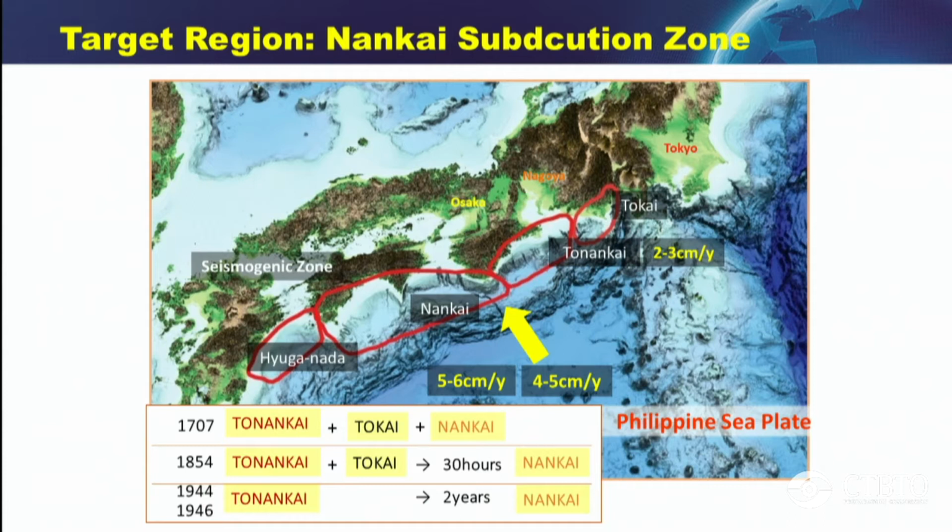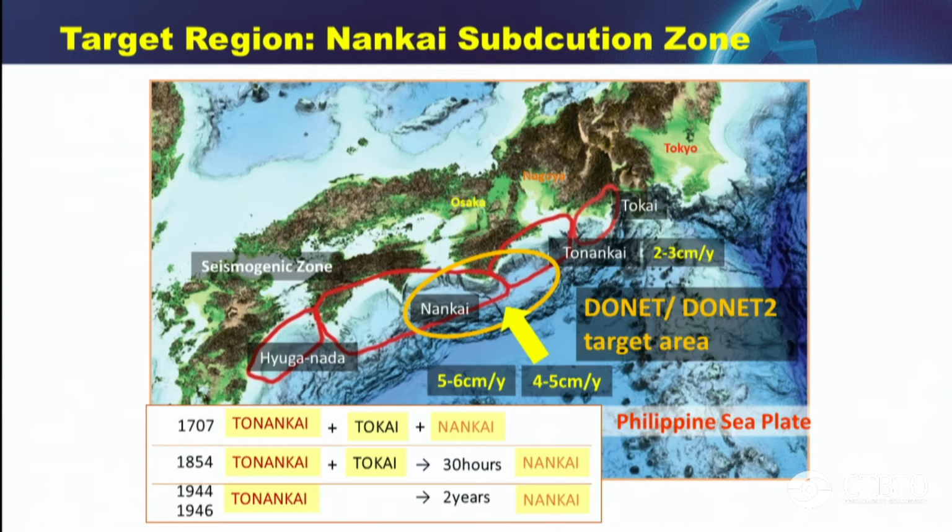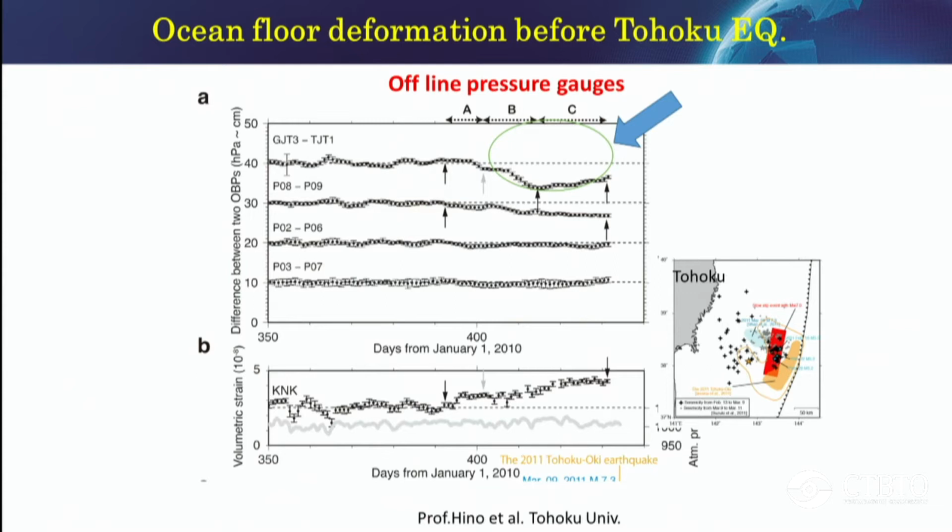Japan. Yes. So, for the preparation of the disaster mitigation, the Japanese government already deployed the ZUNET system. It's a real-time monitoring system of the offshore ocean floor network system around here, around here. So, next slide.